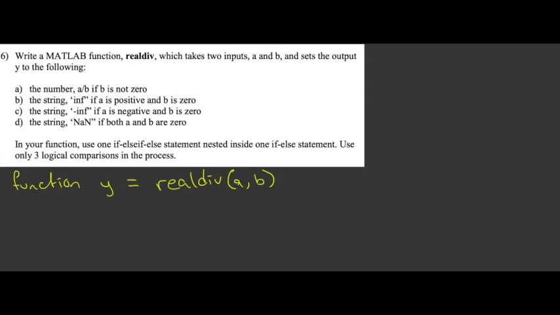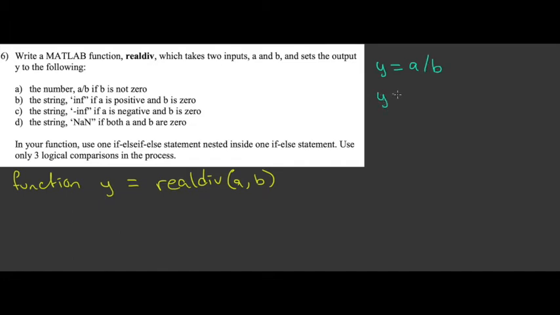The problem is asking us to create a function called real div, and it takes two inputs, a and b, and it sets the output to y. So we have four possible options for the answer y. So we have y equals a divided by b.